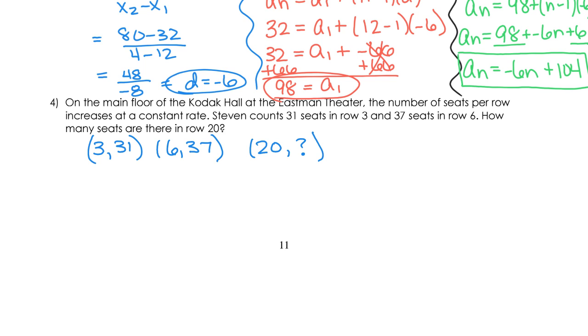So it's basically kind of what we have here. For instance, we don't know the first term or the second term, but the third term is 31, and the sixth term is 37, and they want to eventually know the 20th. Okay, so again, see how there's two non-consecutive terms given to you. Because they said constant rate, we know that this is arithmetic.